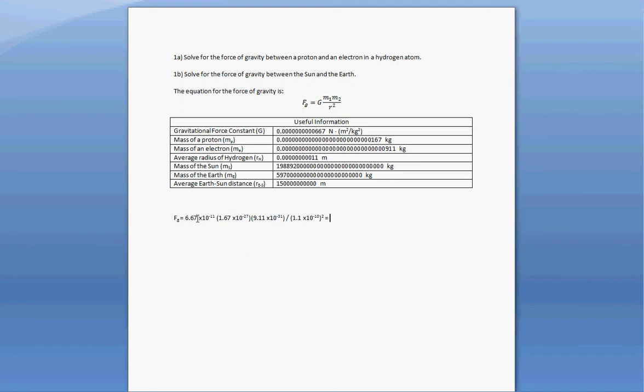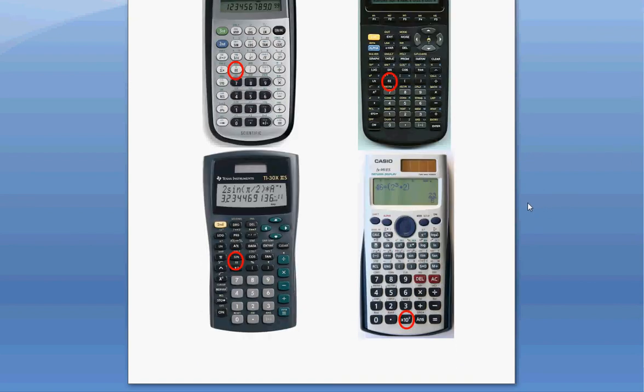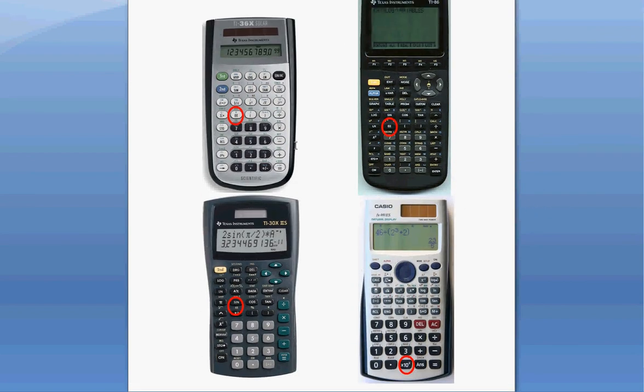Alright, now we need to enter this into our calculator to solve. So we need to see how we are going to enter this into our calculator. To do that, I have some calculators here. On them we have circled in red the button that represents the times 10 to the negative 10, or sorry, times 10 to the anything. It is traditionally the double E button. It's usually found above the 7. You can see down here it's actually in yellow.